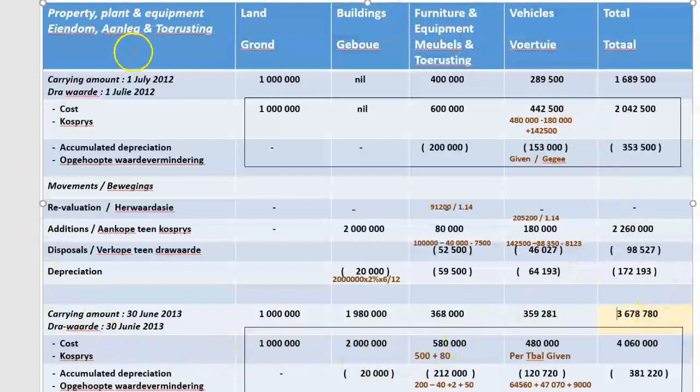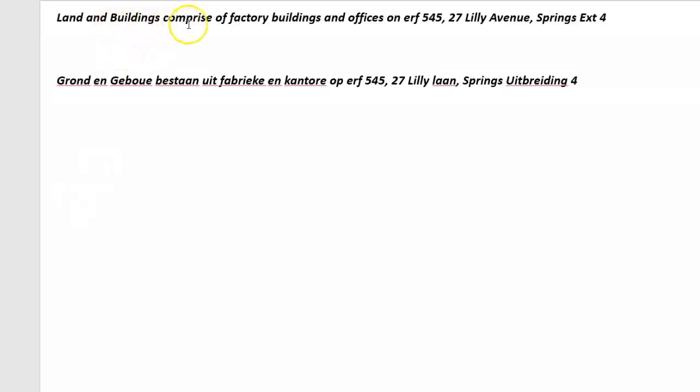This note will accompany that, plus the accounting policy note, and in the accounting policy note, you will have to write down at what value we actually account for non-current assets, in our case at historical cost value. You should also mention that depreciation has been written off on an annual basis. You should be given the depreciation rates as well on the different classes of assets. Don't forget that we also have to give particulars of our property that we own. So we have to say land and buildings comprised of factory buildings and offices on R545, 27 Lily Road Avenue, Springs Extension 4. And that was Perfect Traders.